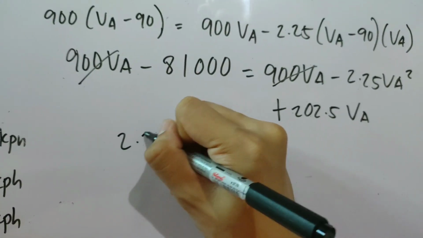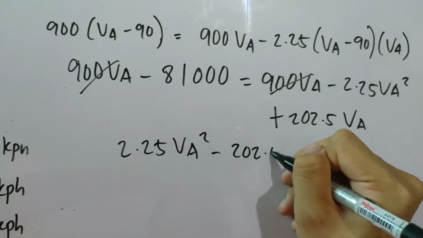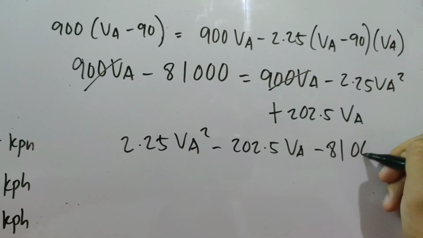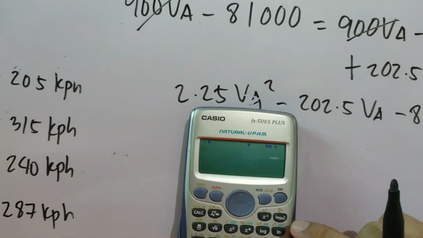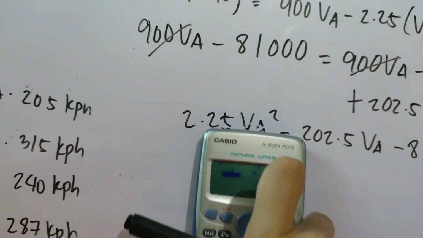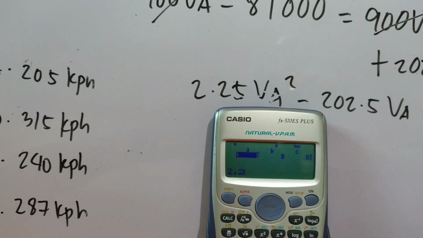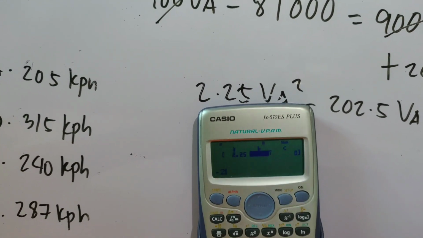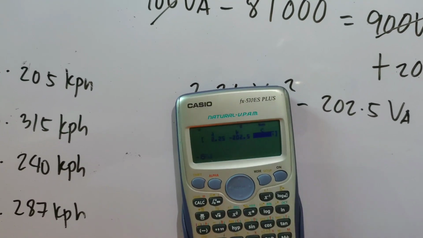Ito magiging 2.25 VA squared minus 202.5 VA minus 81,000 is equal to 0. So, gamitin natin yung calculator. So, punta tayo sa mode equation 3. So, input natin yung value ng ABC. Yung A natin ito, 2.25. Yung B natin is negative 202.5. At yung C is negative 81,000.